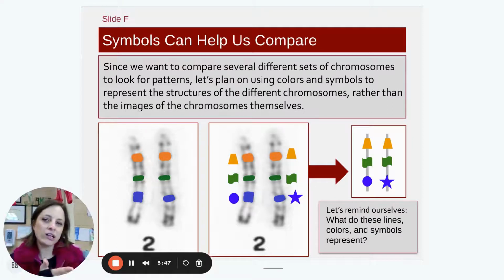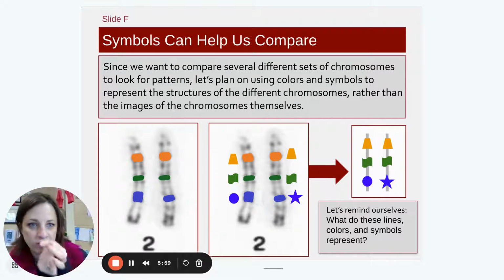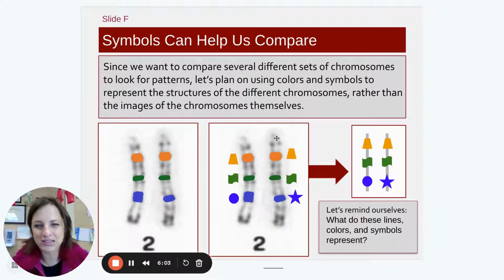And then we're going to make it even cleaner still. So since we want to compare several different sets of chromosomes to look for patterns, we're going to use the colors and symbols to represent parts of the chromosome, structures on the different chromosomes, rather than the image of the chromosomes themselves. This is kind of messy and fuzzy and pixelated. This is nice and clean, okay?